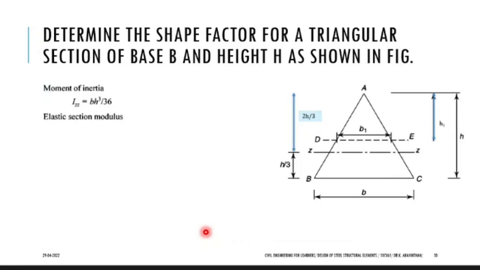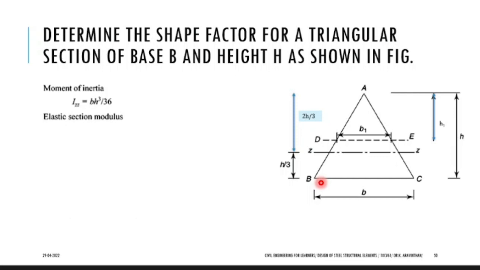Okay, take down the next problem. Determine the shape factor for a triangular section of base B and height H as shown in figure. This is a triangle, and from this triangle you should find the shape factor. In the previous class we have derived for rectangle, yes or no? We have derived shape factor for a rectangle. Now we are deriving for a triangle. Okay, now you recollect your formulas.